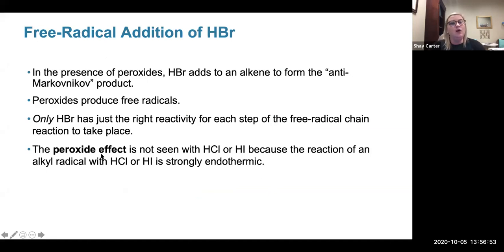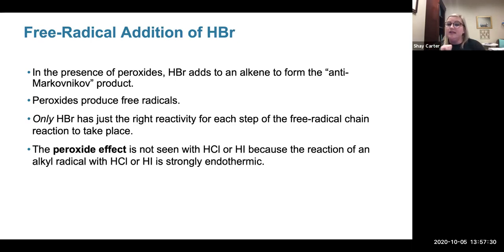Okay, now, in the presence of peroxides, we can add HBr to an alkene and form an anti-Markovnikov product, okay? Now, peroxides produce free radicals, and only hydrobromic acid has the right reactivity for each step of the free radical chain reaction to take place, okay? We call this the peroxide effect.